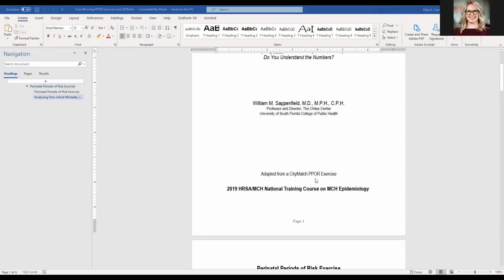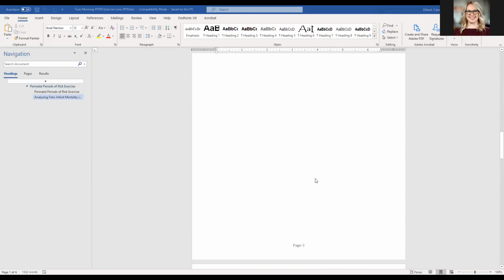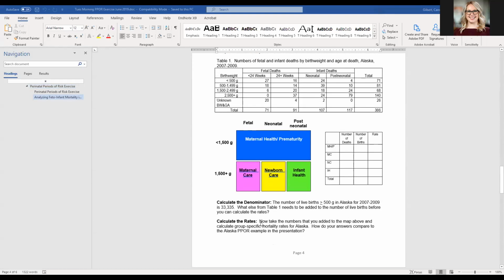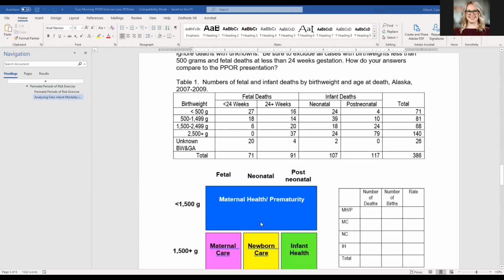Sorry, it takes me a while. Can you see the right screen now with the numbers? And I might make it bigger. Yes, I can see that.